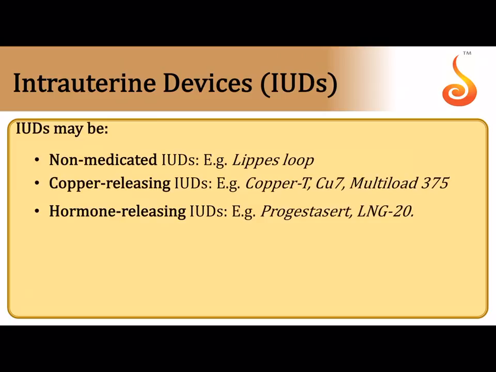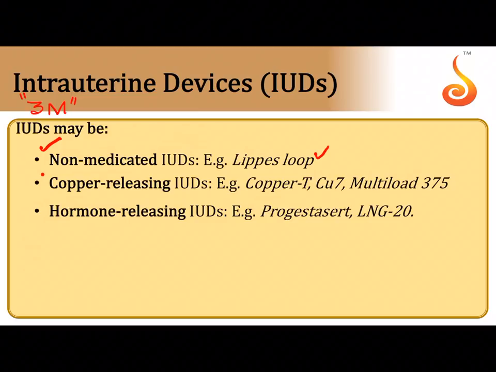What are the different types of intrauterine devices? Intrauterine devices may be of three types, a very important 3-mark question in your board exam. Mention the types of intrauterine devices along with suitable examples. So we have the non-medicated intrauterine devices, for example, Lippes Loop. Non-medicated means it just sits in the uterus, it doesn't release any chemical. Then how does it work? How does it prevent conception? That we are yet to discuss. So remember that non-medicated means it does not release any chemicals.